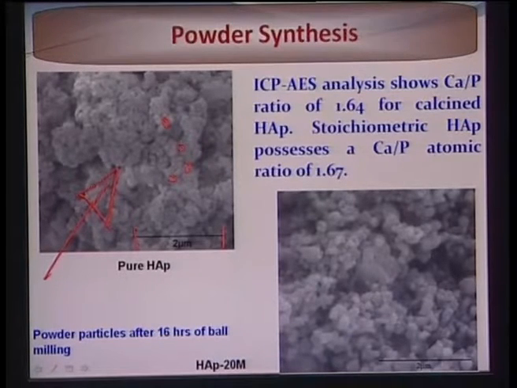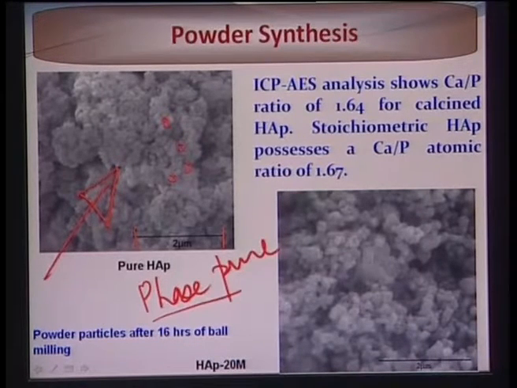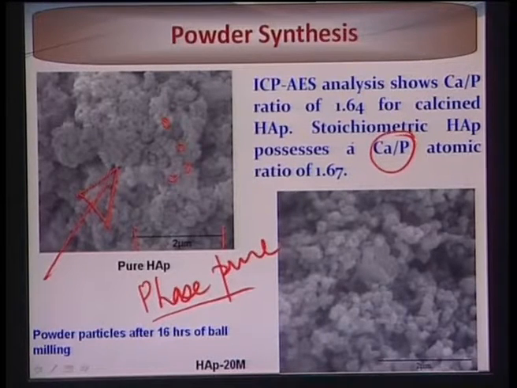The other important thing is whether you have phase pure or single phase hydroxyapatite, and that can only be confirmed by the Ca by P ratio. This Ca by P ratio you can measure by ICP, that is, inductively coupled plasma atomic emission spectroscopy, and from that you can find out the Ca by P ratio. If it is 1.67, then only you can say that this hydroxyapatite is phase pure hydroxyapatite.